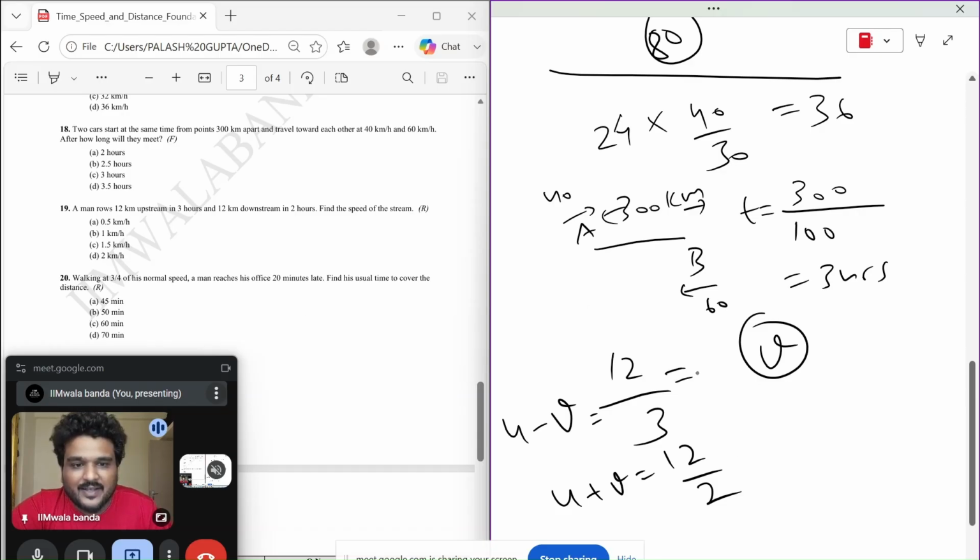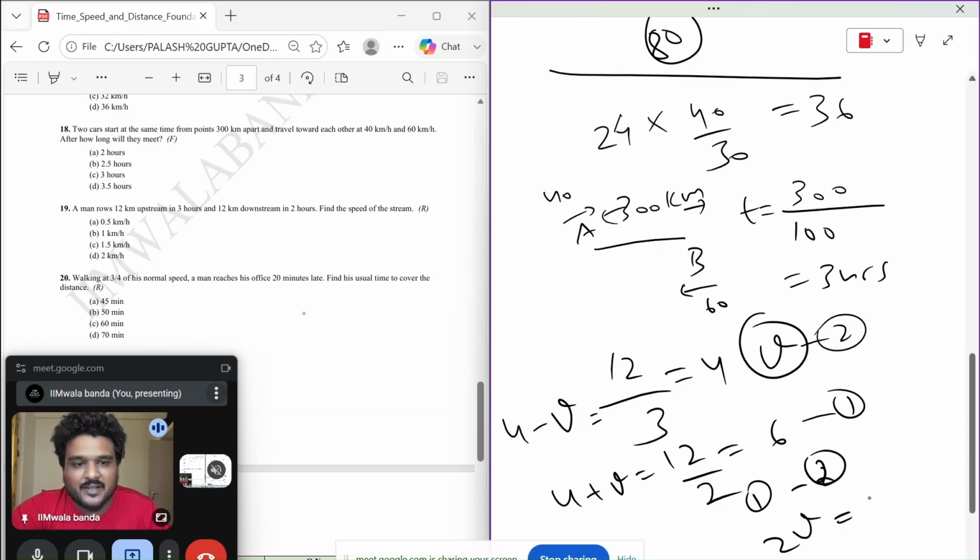So basically it is just two equations. Don't add them and find U. Directly subtract the two equations and find V. If I subtract 1 minus 2, this becomes V minus minus V, so 2V. This becomes 6 minus 4, so 2, so V is 1.